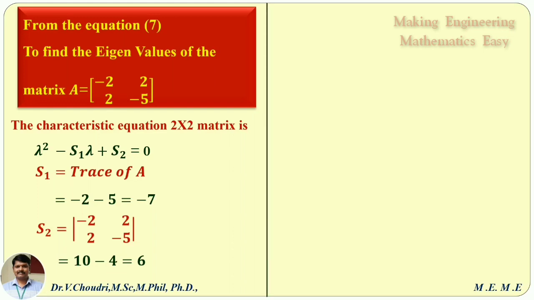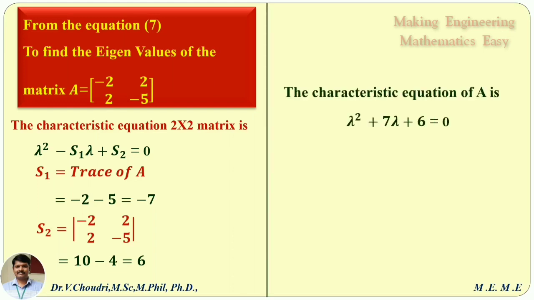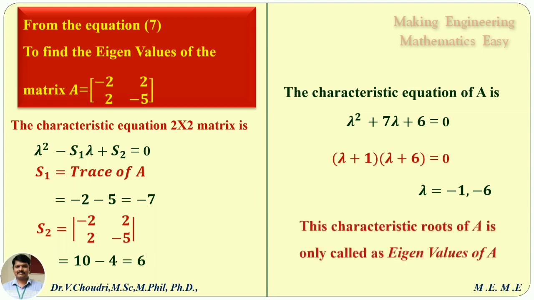Therefore, the characteristic equation of A is lambda square plus 7 lambda plus 6 equal to 0. Factorize this one: lambda plus 1 into lambda plus 6 equal to 0. Solving this one, lambda equal to minus 1 and minus 6. Therefore, the eigenvalues of the matrix A are minus 1, minus 6.